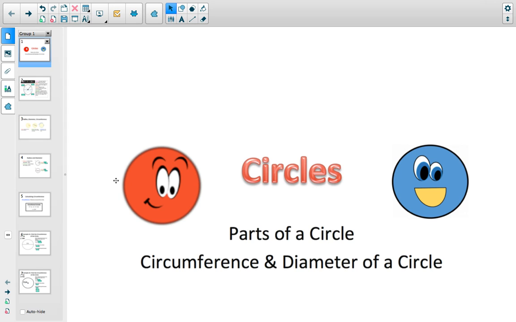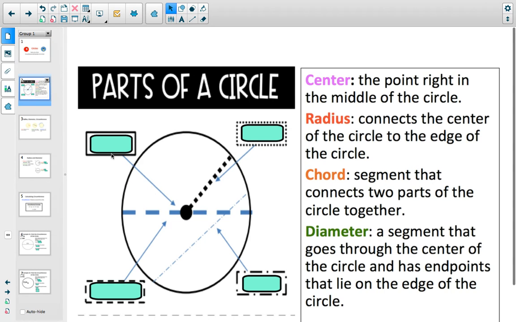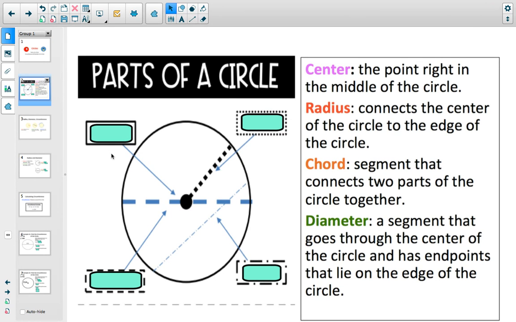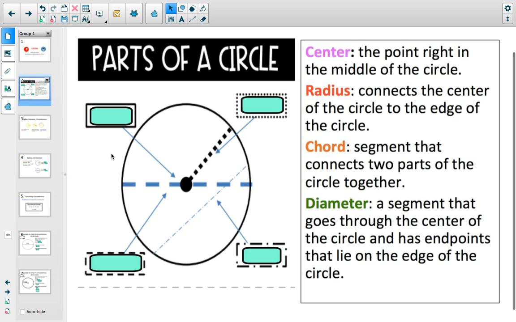So today we are going to do an introduction lesson on circles. We're going to talk about the different parts of a circle, and we're going to talk about the circumference, diameter, and radius of circles. We're going to start off by talking about the different parts of a circle.